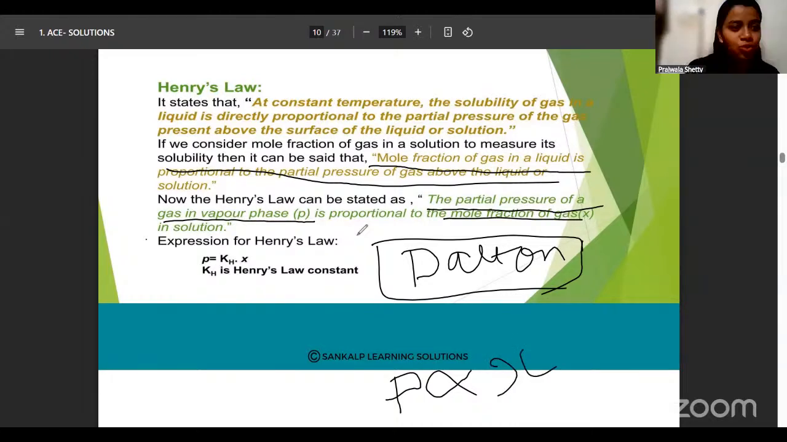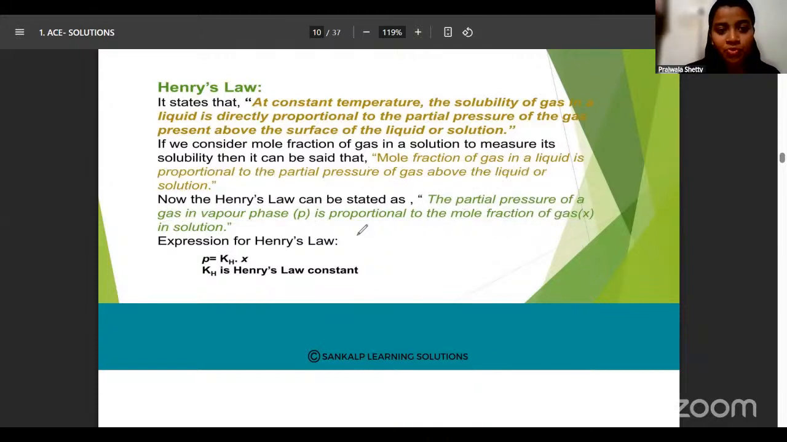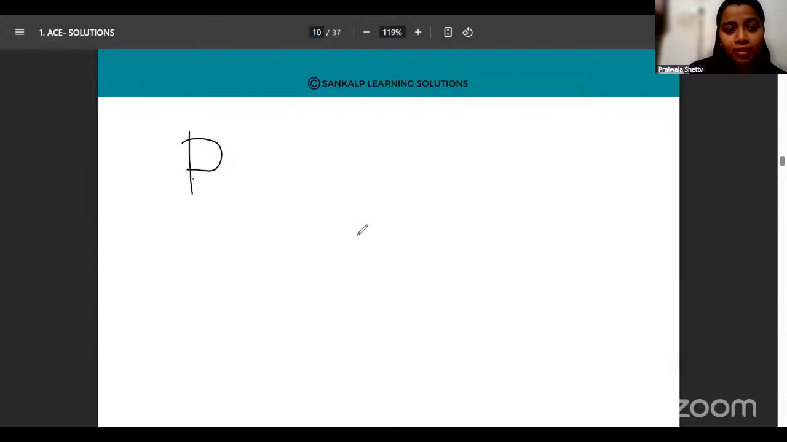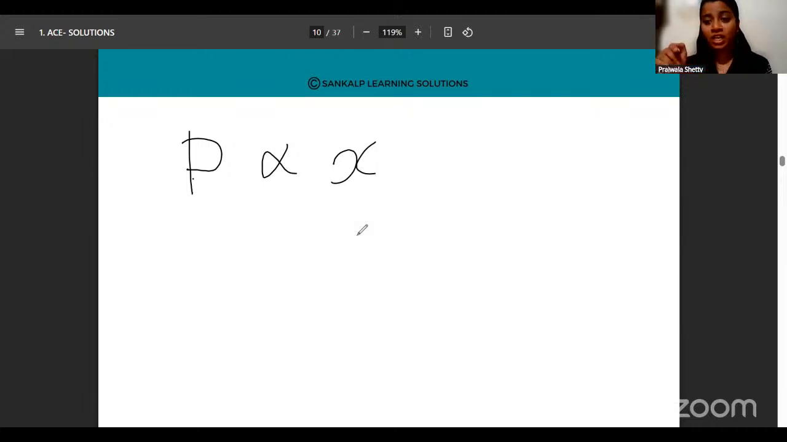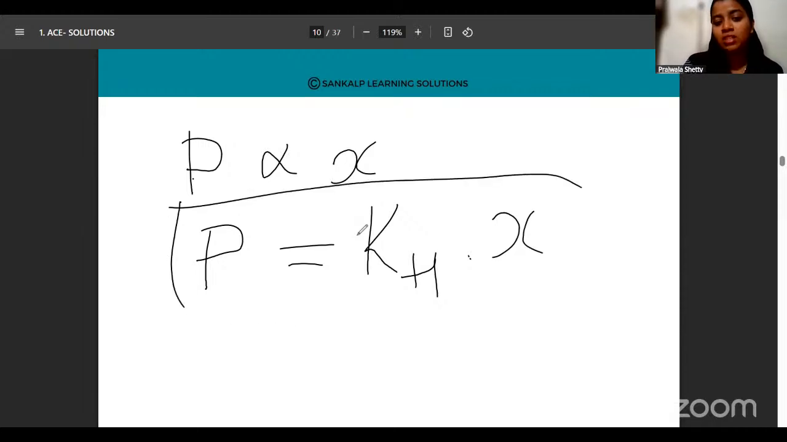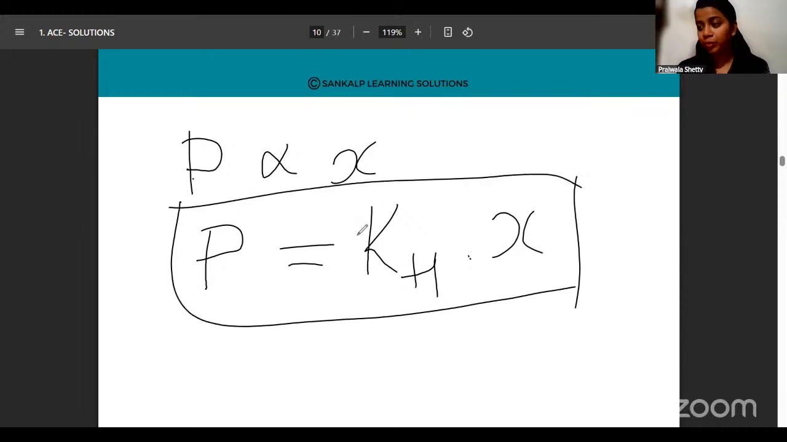Let me write this on a new page. Initially, partial pressure was directly proportional to what? Mole fraction, right? As it is Henry's law, the proportionality symbol was replaced by a proportionality constant, Henry's constant, called KH. So P equals KH into X. This is the standard Henry's law. So please remember this, it is important.